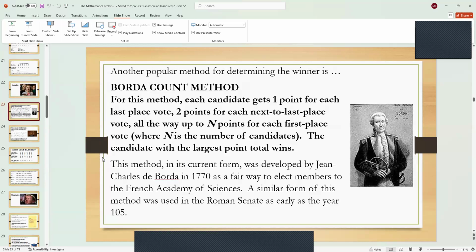This method is named after Jean-Charles de Borda. He invented this in 1770 as a fair way to elect members to the French Academy of Sciences. A sort of similar method was actually used by the Romans as early as the year 105. So it started to get developed about 2,000 years ago, but the current form that we use it in is about 250 years old.